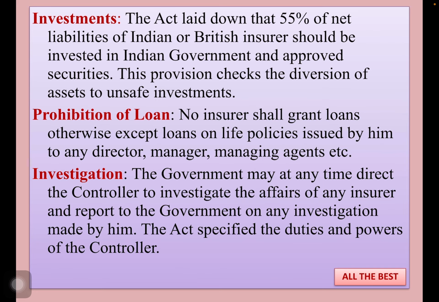Prohibition of loan. No insurer shall grant loans, except loans on life policies issued by him, to any director, manager, managing agents, etc. Investigation. The government may at any time direct the Controller of Insurance to investigate the affairs of any insurer and report to the government on any investigation made by him. The Act specified the duties and powers of the Controller of Insurance. That's all.